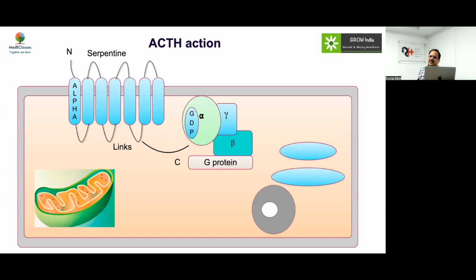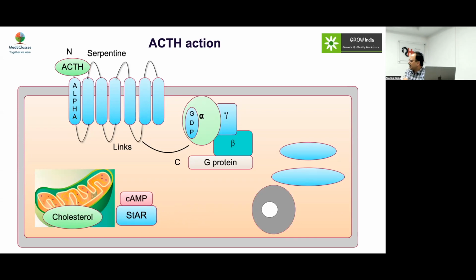So now, how does the ACTH act? We talked about the CRF, which is basically a G protein coupled receptor. ACTH is also a G protein coupled receptor, and this is going to act via binding there. It is going to activate the G protein, again via the cyclic AMP pathway, and is going to cause increased action of StAR, causing more cholesterol to go inside the mitochondria, causing production of steroid, and it's got other effects as well.